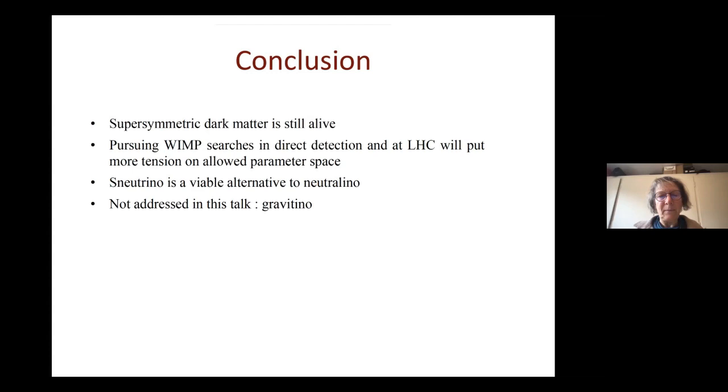I also wanted to point out that the neutralino is not the only supersymmetric dark matter. The sneutrino is definitely a viable alternative, although it requires an extension of the minimal model. And there are other alternatives, for example, the gravitino, which I have no time to address in this talk.